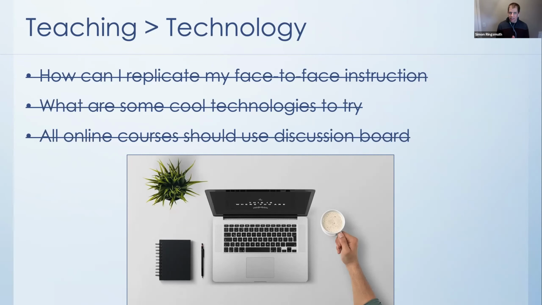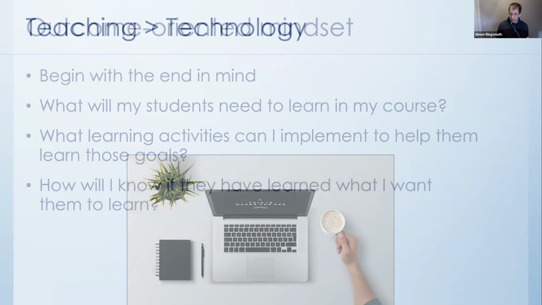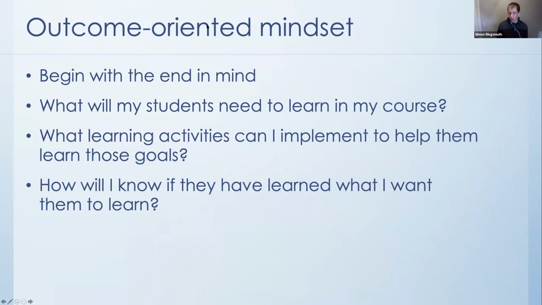The point is we've got to go back to, I'm going to go to the previous slide, what's my goal for the course? And then once you have that in mind, start working backwards from there. What are my students going to need to learn in my course? What learning activities can I implement? And how will I know if they've learned what I want them to learn?